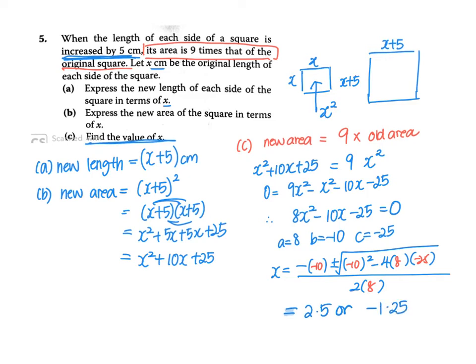Now let's recall, they want us to find the value of x. What is the x in this case? X is actually the length. Can I have a negative length? No, right? So in this case, therefore, the value of x is the positive number 2.5 cm. Oh, they want the value, so I don't need to include the units. So the value of x is just 2.5. Have you gotten the answer?